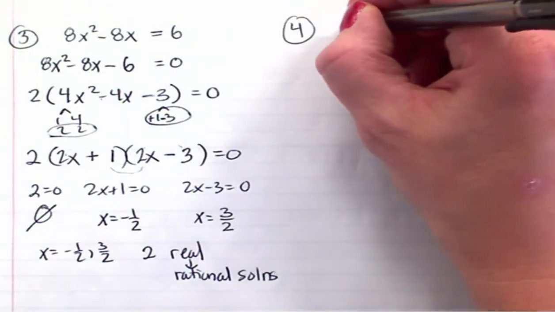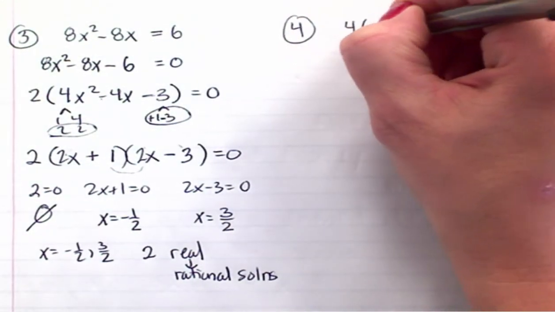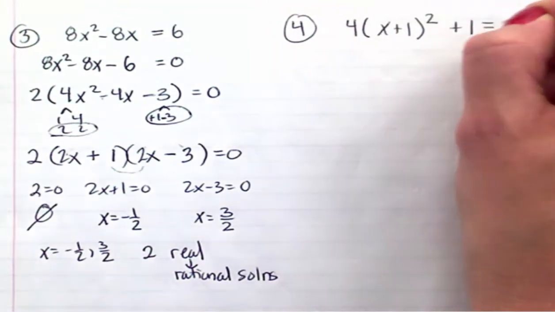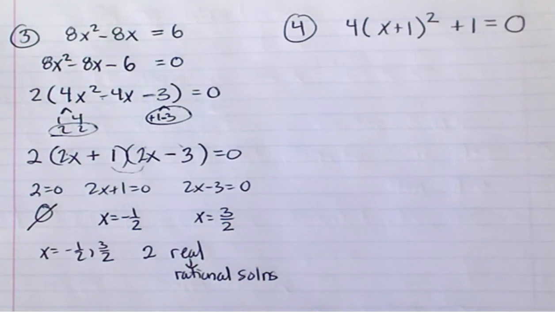Okay, 1 more, maybe 2 more. Okay, looks a little different. Add some grouping symbols.